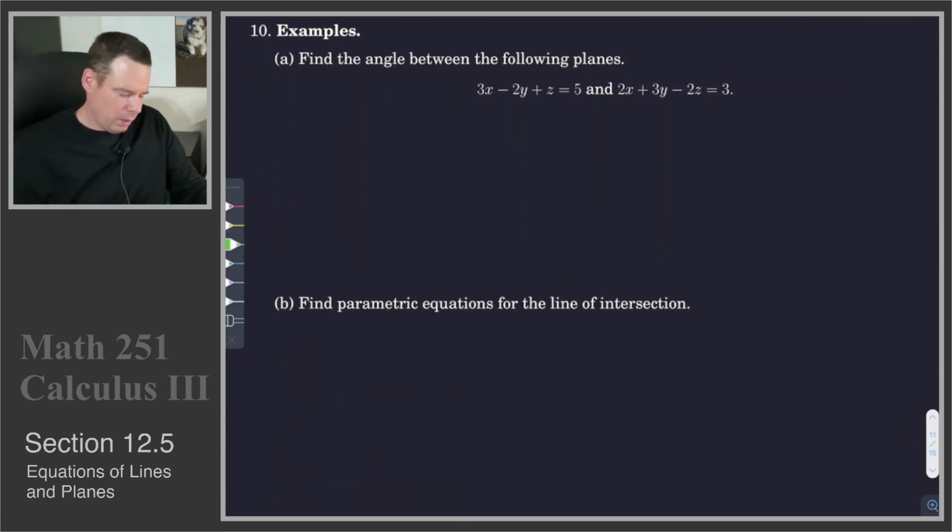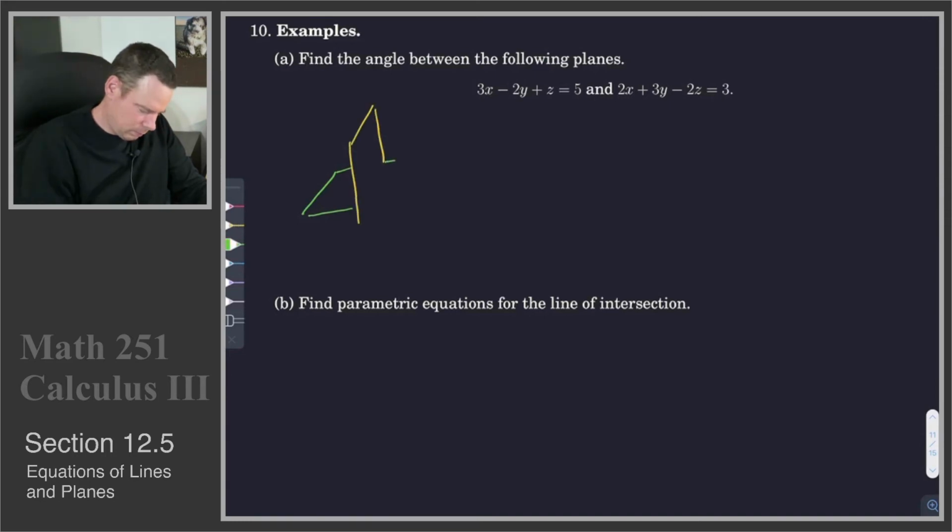Find the angle between the following planes. Okay, so what is the angle between planes? Well, the idea is if we have a plane, and maybe I'll sketch another plane in here as well. So we've got another plane too. Then the angle between these planes might be kind of hard to get a feel for what it is. The idea is as follows.